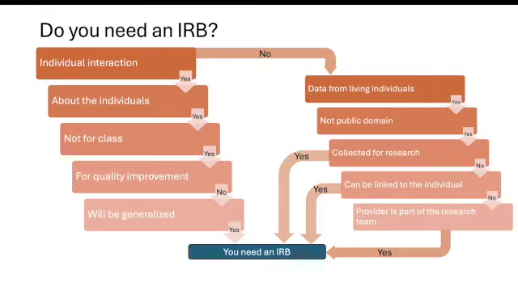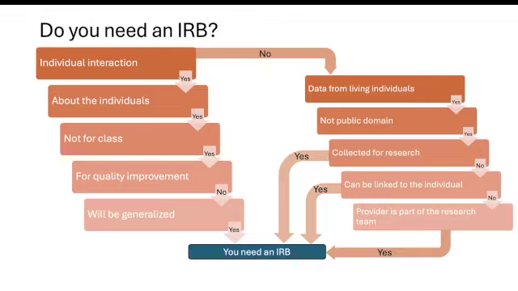If you are having individual interactions with people and the interactions are about those people and it is not for a class and it is not for quality improvement, and you expect the results of the interactions will be generalized for research, aka that you will be writing papers and publishing on this research, then you need an IRB. If you are doing it for quality improvement, you probably don't need an IRB, but you should check with the IRB anyways. If you're doing it for class, don't need an IRB.